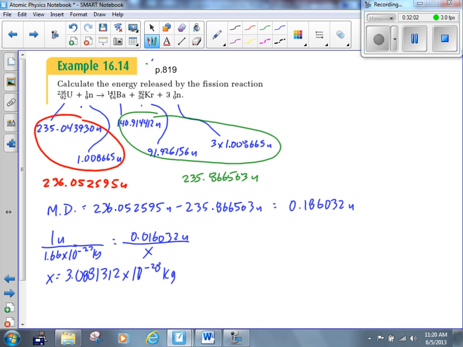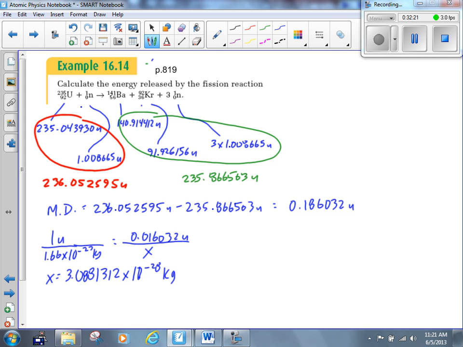To finish it off, what are we going to do? To get the energy that's released in the fission reaction, what are we going to do? It's a pretty simple step at this point. Question? Is it a question with the rearranging of that?